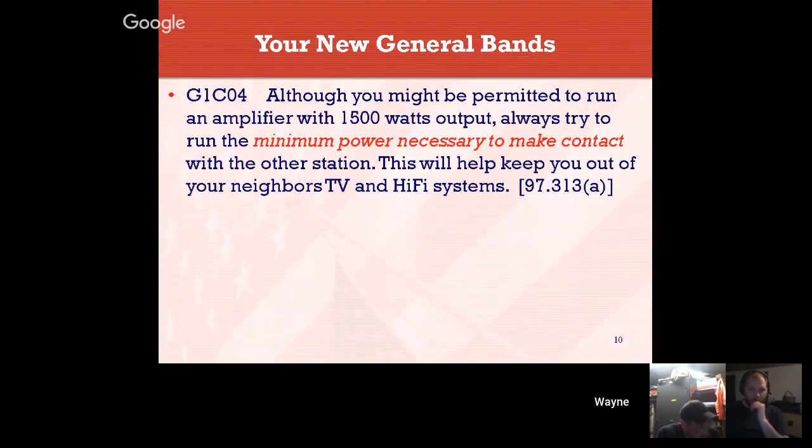Although you might be permitted to run an amplifier with 1500 watts output, always try to run the minimum power necessary to make contact with the other station. Again, this is something you learned in the tech class. Try to run the minimum power necessary to make a contact. Let me tell you, 99% of the contacts you make worldwide, no matter what, you can do with a barefoot station. And most of your ham stations these days come stock as a 100-watt radio. And literally, you can work the world with 100 watts in a wire antenna.